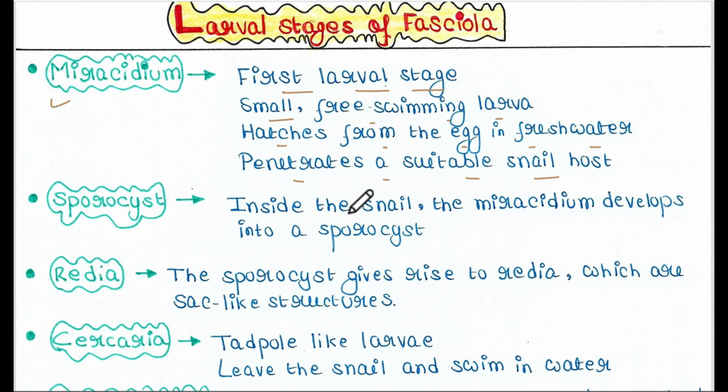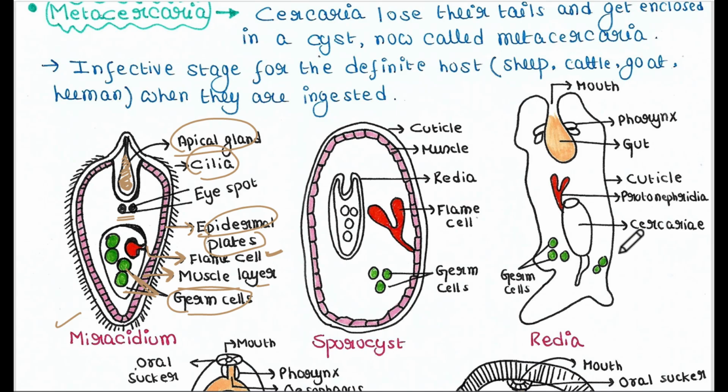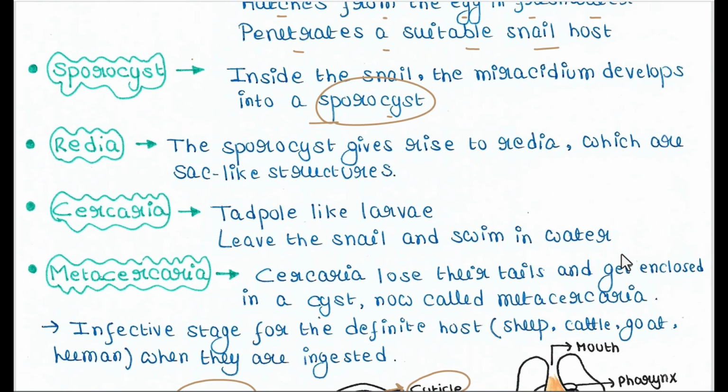Okay, next is sporocyst. Inside the snail, the Miracidium develops into a sporocyst. Once Miracidium infects the snail, it develops into sporocyst, and that is happening inside the snail's body. So this is the sporocyst larva. Again, the outermost surface is called cuticle, and beneath the cuticle is the muscle. Here is the flame cell, the excretory organ. Here are some germ cells. So this is sporocyst, and you can see that the next larval stage, radia, is getting formed inside the sporocyst.